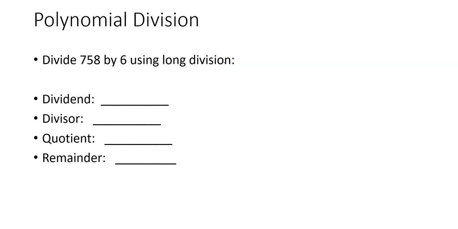758 divided by 6 using long division. So we've got 4 words: dividend, divisor, quotient, and remainder. When we write this out, we could write it like this: 6 on the outside, 758 on the inside. So the dividend is 758. That's what we're dividing. The divisor is what we're dividing by, so we're dividing by 6. The quotient and remainder we won't know until we finish the problem.